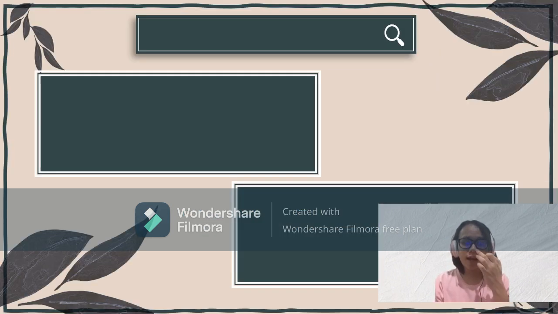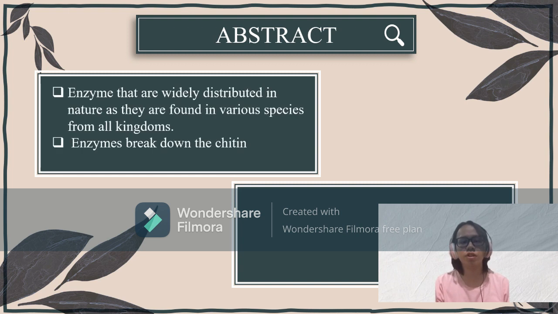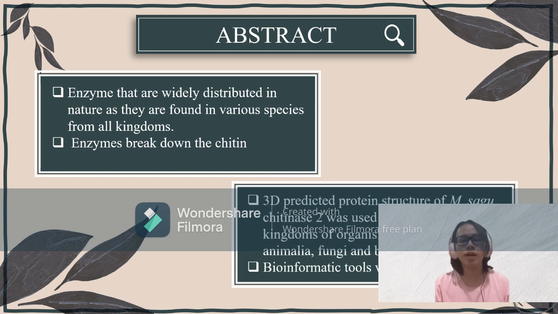Abstract. Enzyme kinase is widely distributed in nature as it is found in various species from all of the kingdoms. The enzyme kinase breaks down the chitin. In the study, the 3D predicted protein structure of M.sagu kinase 2 was used to compare with the main kingdoms of organisms, which are Plantae, Animalia, fungi, and bacteria. In this study, bioinformatic tools were used.